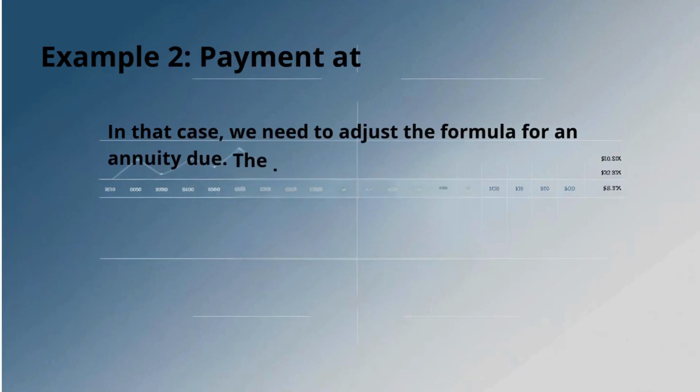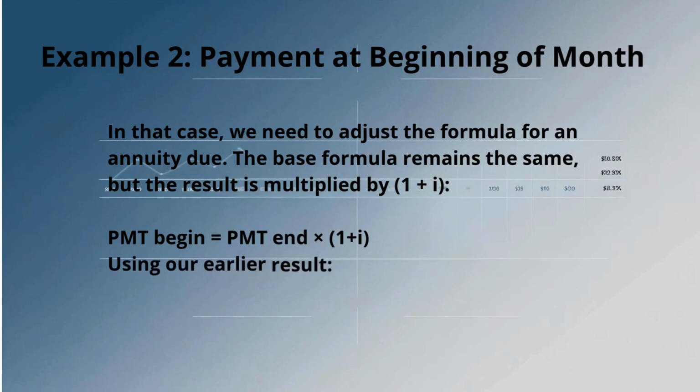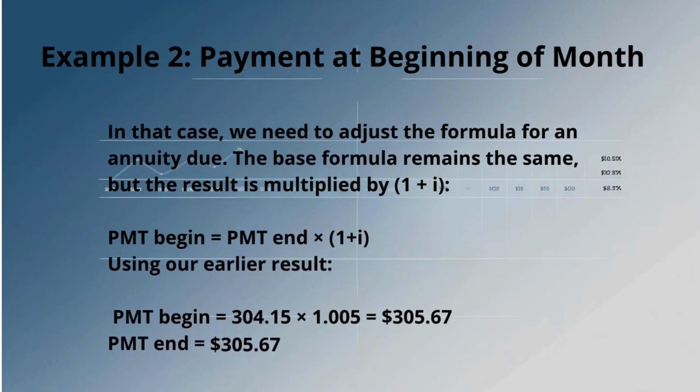Example 2, payment at beginning of month. Now, what if you pay at the beginning of each month? In that case, we need to adjust the formula for an annuity due. The base formula remains the same, but the result is multiplied by 1 plus I. PMT begin equals PMT end times 1 plus I.